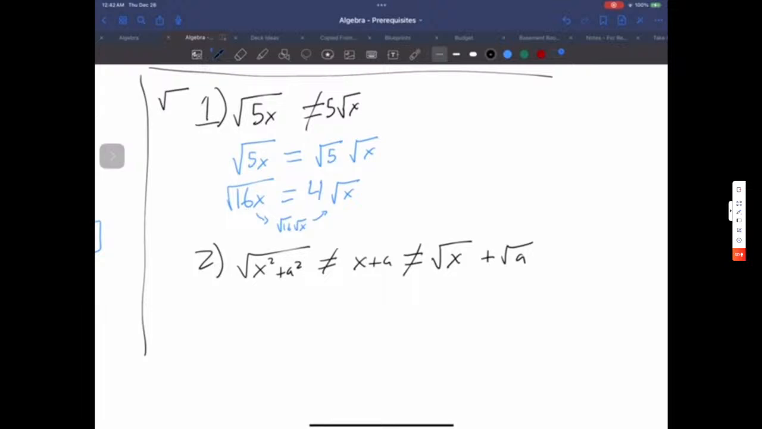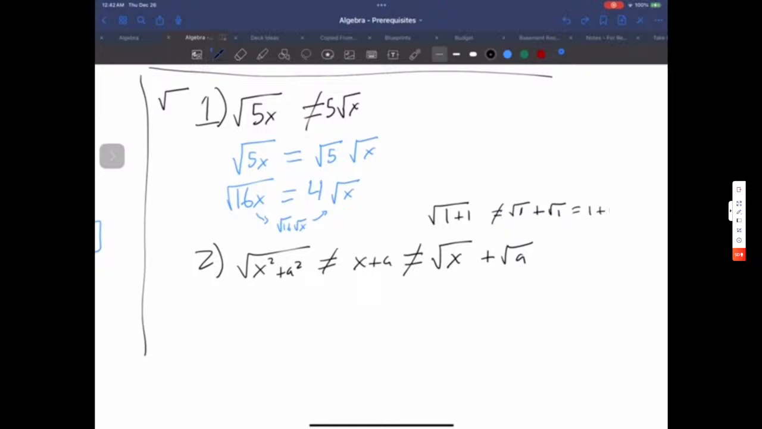Now, an easy way to prove this to yourself is, let's say I have the square root of 1 plus 1, right? We're going to put in not equal here. Square root of 1 plus the square root of 1, and that's going to be 1 plus 1, and that's going to be 2. Well, the square root of 2 is not equal to 2. So we know that's incorrect.